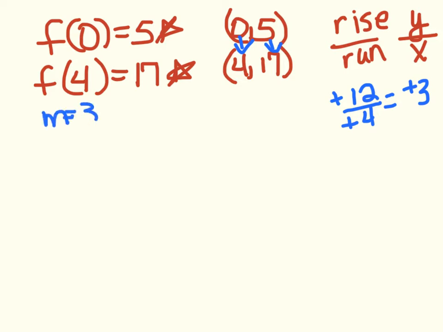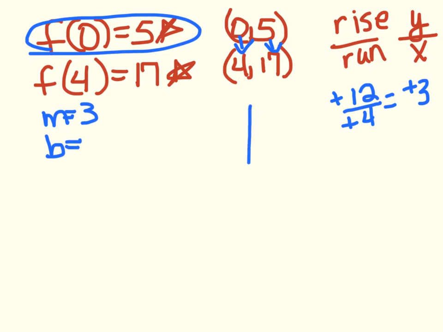m equals 3. Okay, the other piece of information we need is the y-intercept, which is our b. We need m and we need b. All right, let's take a look at this right here. f of 0 equals 5. All that is an ordered pair. What would that look like? (0, 5). That point would be right there. Oh, that must be the y-intercept, b equals 5.